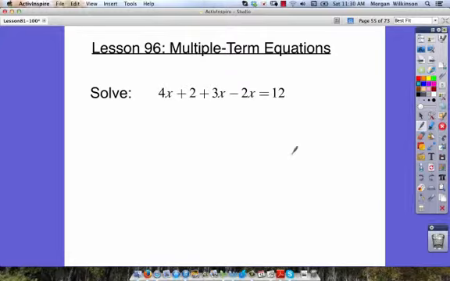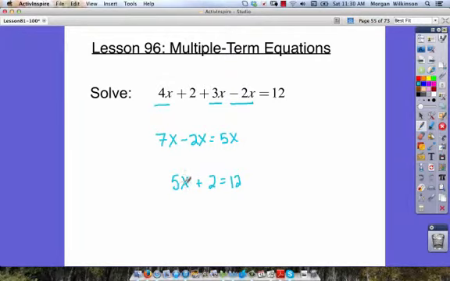Our first step in this problem is going to be to figure out how many total x's we have. Well, we have 4 x's to begin with, and then we have 3 more x's. And from that we have to subtract 2 x's. So 4x plus 3x, that's 7x. And 7x minus 2x must be equal to 5x. So now we can rewrite: we get 5x plus 2, because that's left over, our constant, is equal to 12. And now all we have is a two-step equation to solve.